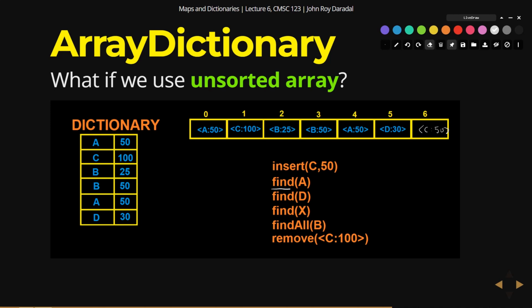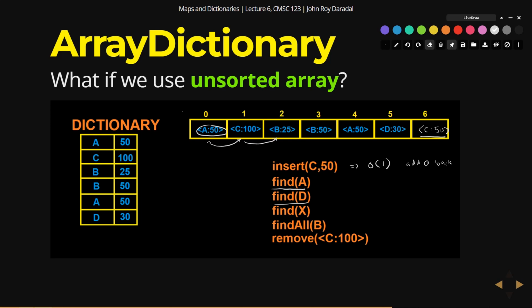So this takes O of 1 because you can just add at the back. Earlier in the DLL, we could add at the front or at the back, but this time in the array, we need to add at the back, because if we add at the front, we need to move items backwards, which would be unnecessary. So you just add at the back so you don't need to shift items. Now for find A, you can find it here at the first one, so it's fine. But if you find D, you start at index 0, and then is this D? No.